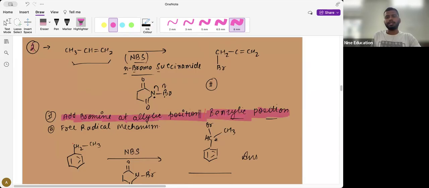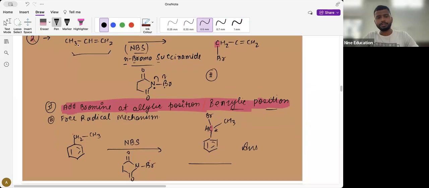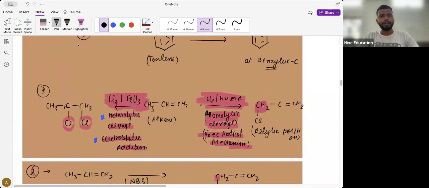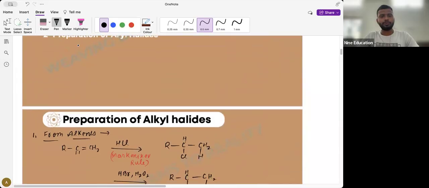And the allylic and benzylic positions, you all know which are allylic and benzylic. First class I have taught you. The position next to the double bond is allylic, and the position just outside the benzene ring is benzylic. Here the first carbon is benzylic, because the free radical will be going into resonance. So with this, our preparation from alkenes is over.